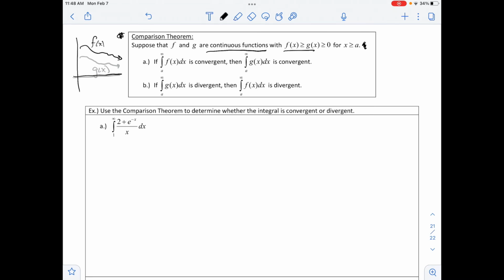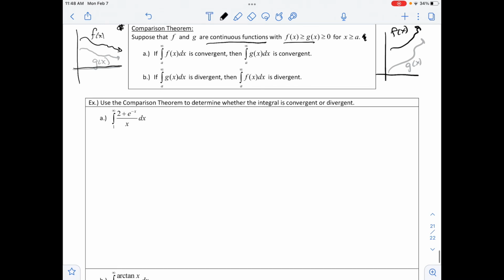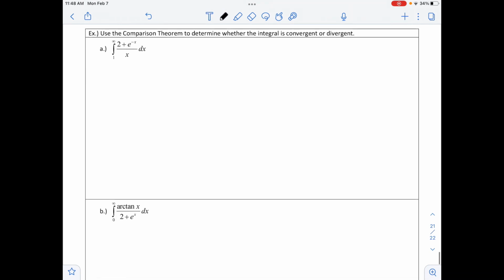Likewise, part B says that if the integral from a to infinity of g of x dx is divergent, then f of x is also divergent. So again, sketching a picture, we'll say that if g of x is divergent, so it diverges off, that is going to force our function f to diverge also. So the example right below it says use the comparison theorem to determine whether the integral is convergent or divergent.